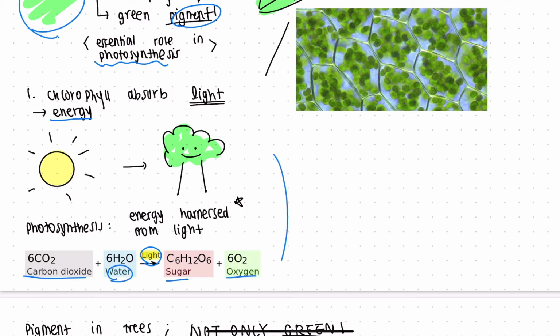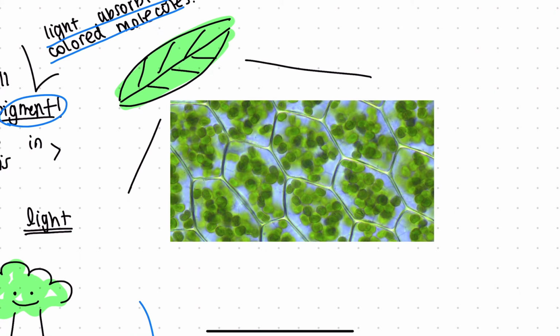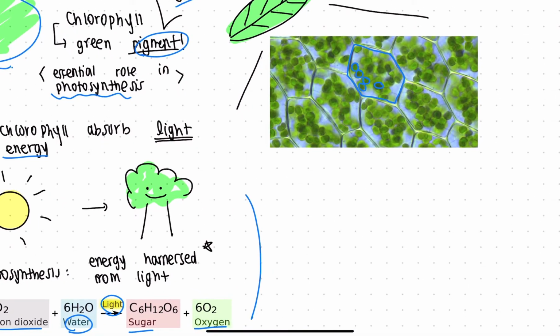Before I move into the details of photosynthesis, I wanted to show you a diagram of what chlorophyll looks like in a leaf. So this is a close-up look at a leaf, and this is a very good picture showing chloroplasts. These little chloroplasts confined in the plant cells are what contain chlorophyll, which is the pigment. Chloroplasts contain chlorophyll.